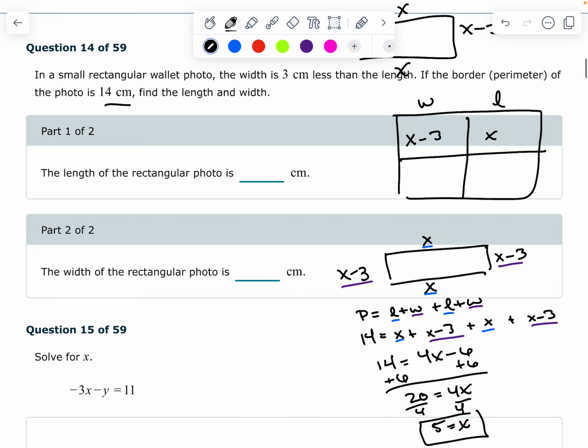I solved and got 5 equals x. Again, I can look back to my chart to see where that goes. 5 is x. So then here, 5 minus 3 is 2. The length, looking back to my chart, the length is 5. The width is 2.